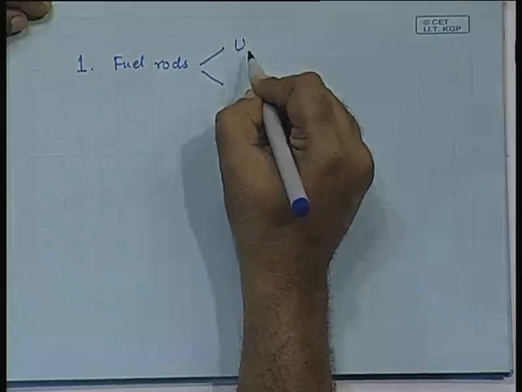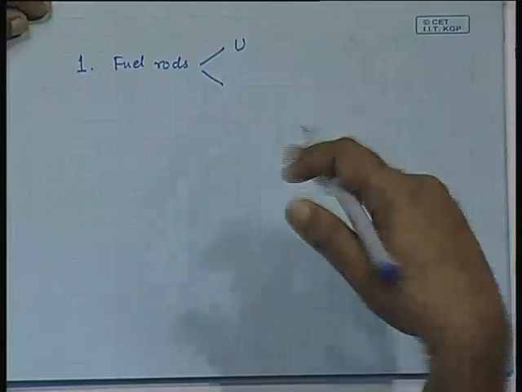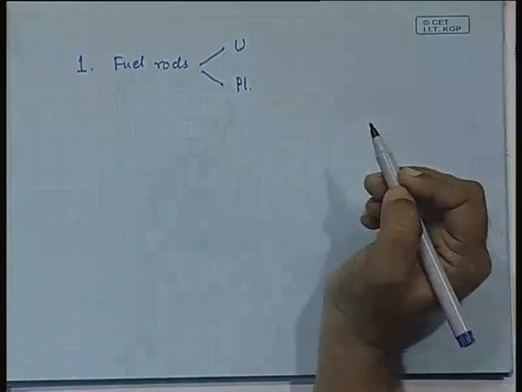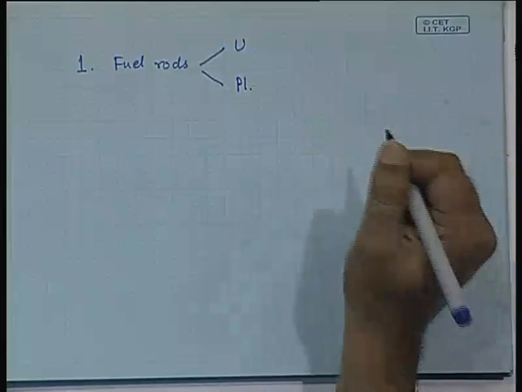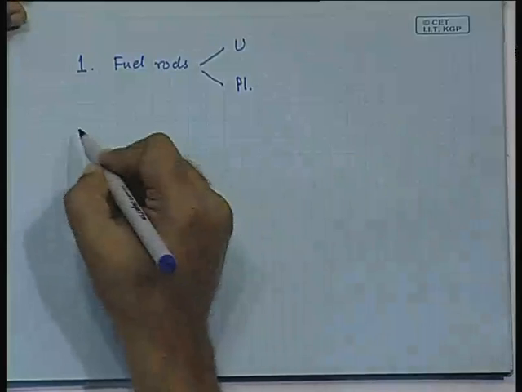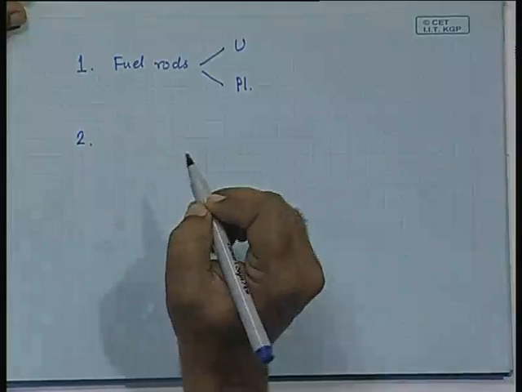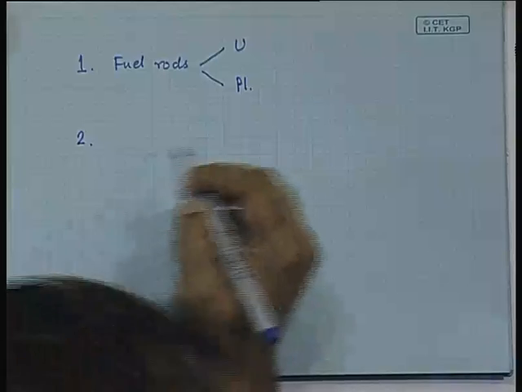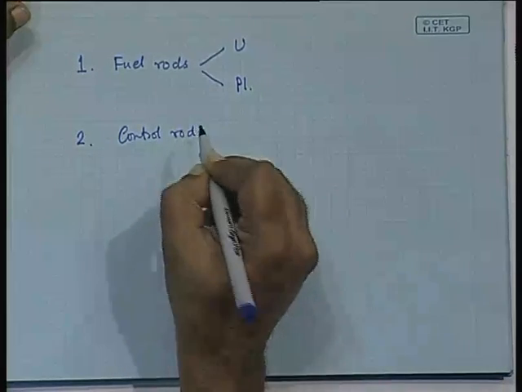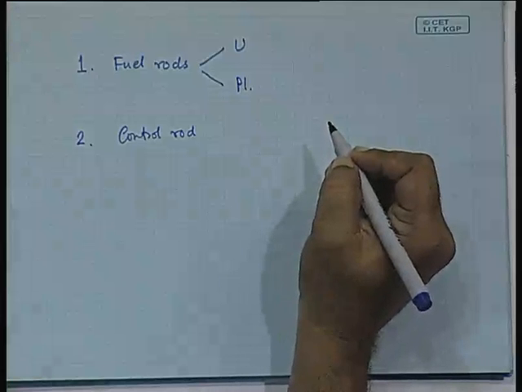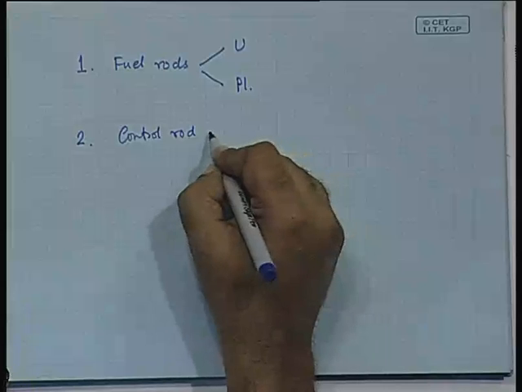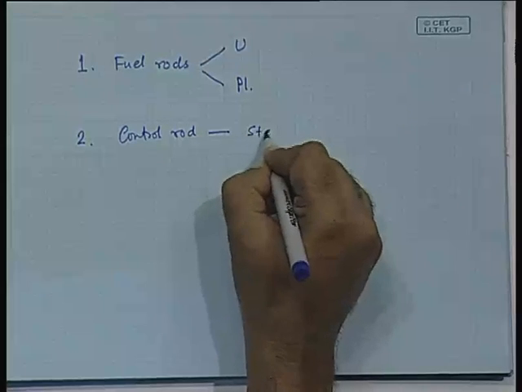Uranium 238 plus 235, of course. It can also be made of plutonium. Plutonium is also a fissile substance. The number 2 is control rods. Control rods are generally made of steel. Various types of steel are there, but in general the choice is nothing but steel.